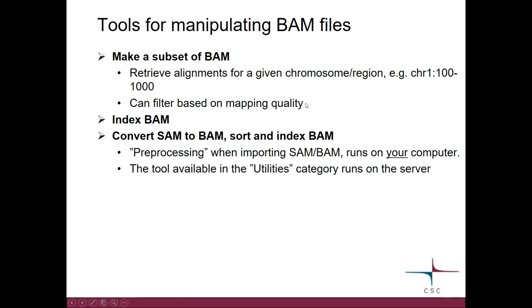When you run an aligner in Chipster, you will always get the index file. But if you get a BAM file from elsewhere, you might not have the index. So there is a tool in the utilities category which can produce the index for you. And actually, if you are importing a BAM file to Chipster, it will ask you, do you want to pre-process it? If you say yes, it will sort the BAM file and index it. So sorting here means sorting based on genomic locations. If you are importing a SAM file, it will also convert it to BAM.